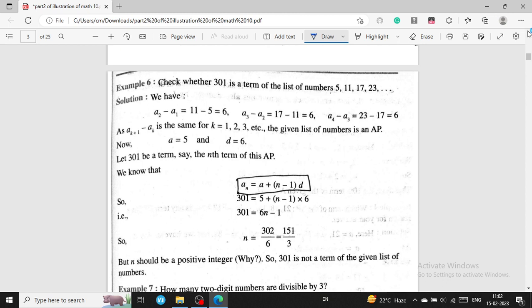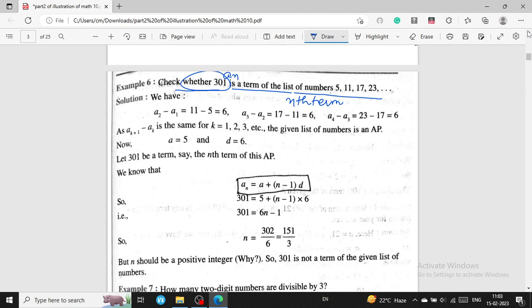In the next example, we have been given: check whether 301 is a term of the list of numbers. We have to check whether 301 is a term of the list of numbers. For this we will use the formula for the nth term, so we have to find the nth term.